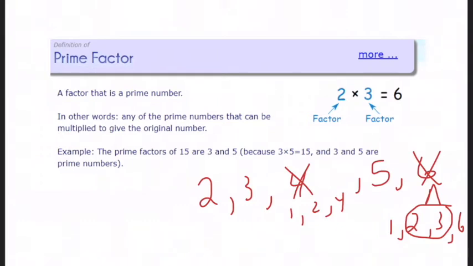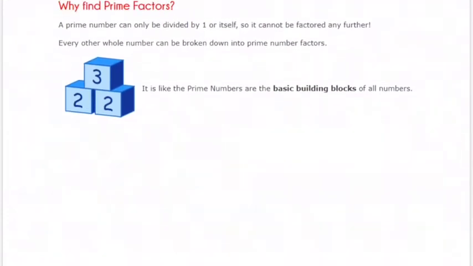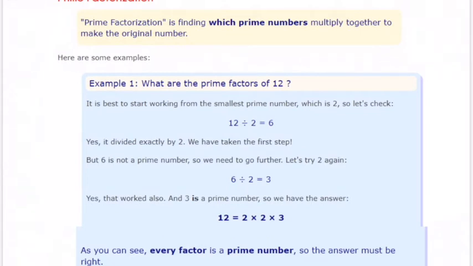Okay, so let's move on. So prime factorization, what we're doing is we're trying to find all the prime factors in a number. All right, so let me go on and I'll just read you the definition. I'm going to show you how to do some. We've done this earlier in the year, but I just want to review. So it says prime factorization is finding which prime numbers multiply together to make the original number.